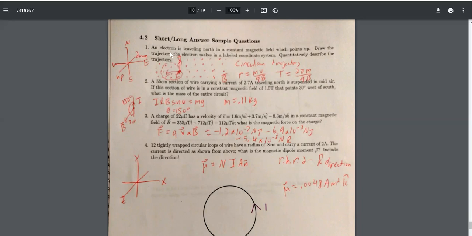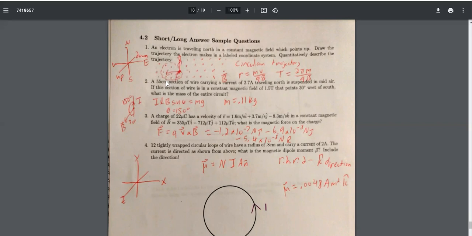Then if you use your left hand, since it's an electron, you point your fingers in the direction of the velocity, curl them in the direction of the magnetic field. You'll see that your thumb points to the left, which is west in this coordinate system. And since the velocity is perpendicular to the magnetic field, it makes a circle. So the circle goes around like this.